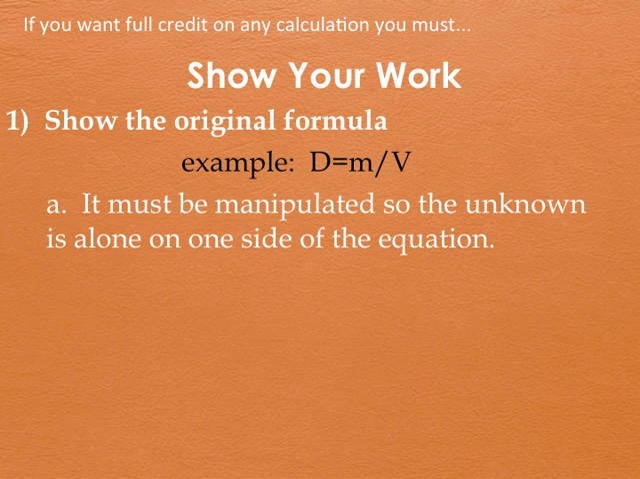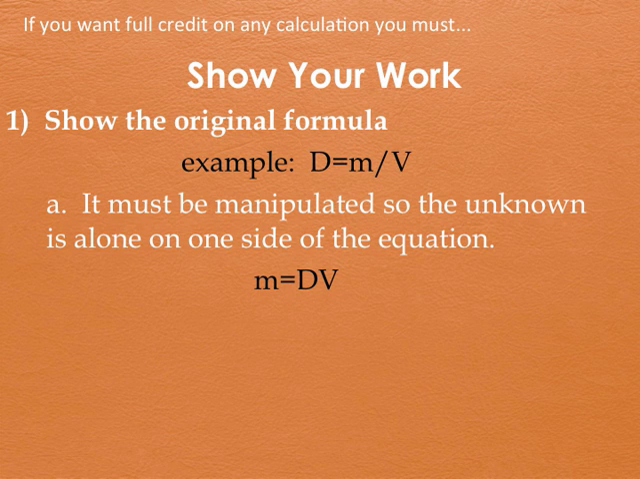What you need to do is show the formula manipulated so that the unknown is alone on one side of the equation. I always put the unknown on the left, but I just think it's a good idea. So here, instead of looking for density, I'm looking for mass, and mass is density times volume. That's what I would show. I don't have to show D equals M over V because that's not what I'm using. I'm using M equals D times V.